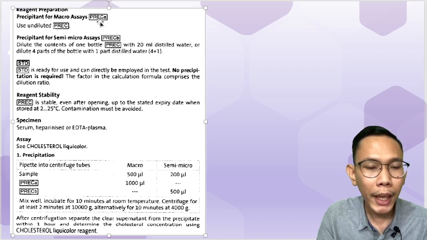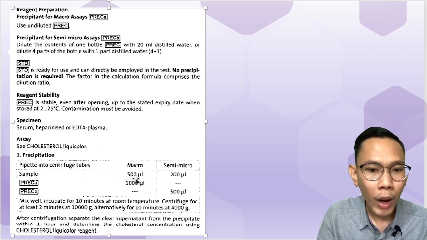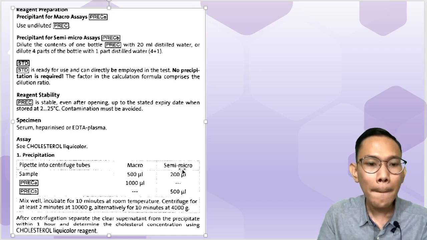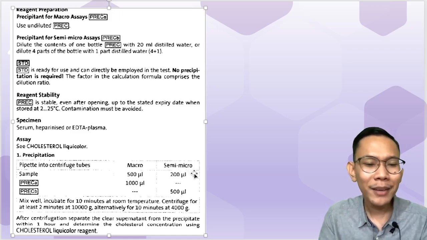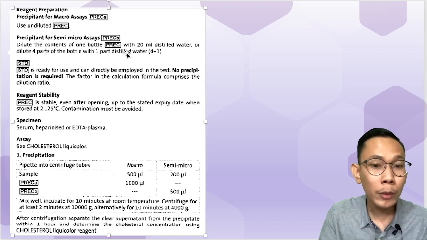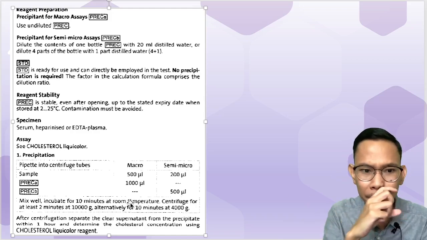So, for example, macro ang gagamitin natin for this test. Anong gagamitin? Prec A or Prec B? Your Prec A. Pag sinabing Prec A, automatically na yung precipitant natin, kukuha ka ng 1,000 UL ng precipitant and 500 UL ng sample. That's it. Pag semi-micro ang method, anong gagamitin? Yung sample natin, 200 UL lang. Prec B ang gagamitin. Ano nga ang Prec B? Yung may dilution pa. Kailangan mo pang i-dilute. Unlike sa Prec A, automatically, yan na yung precipitant. No need to dilute. I hope that's clear.